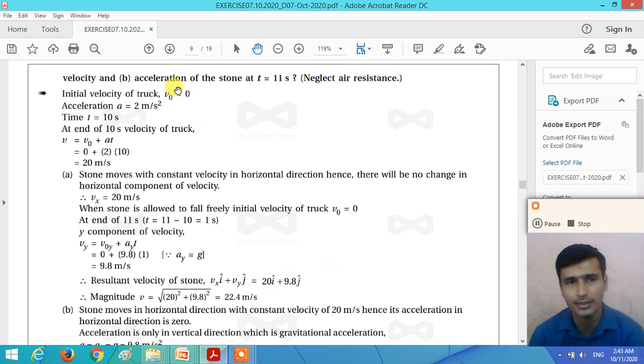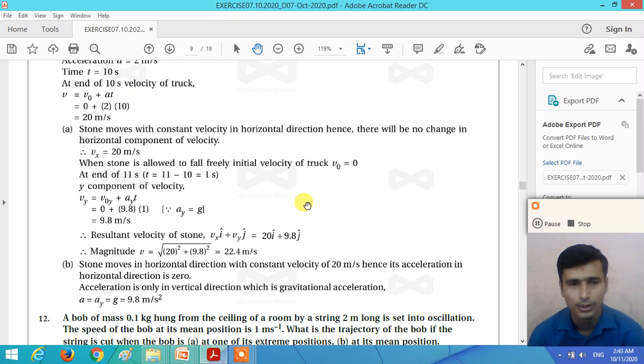Now the second part is to calculate the acceleration of the stone. Here the stone moves in the horizontal direction with constant velocity. Hence, its acceleration in the horizontal direction is 0. Right? During the motion of the stone, the horizontal velocity remains constant throughout, so the horizontal component of the acceleration is 0. The vertical component of the acceleration is the acceleration due to gravity. So the acceleration of the stone a is equal to the vertical component of the acceleration, which is equal to the acceleration due to gravity g, 9.8 meter per second square.